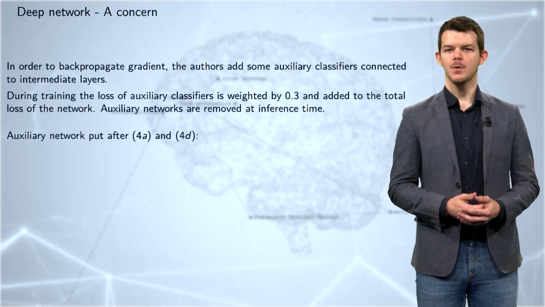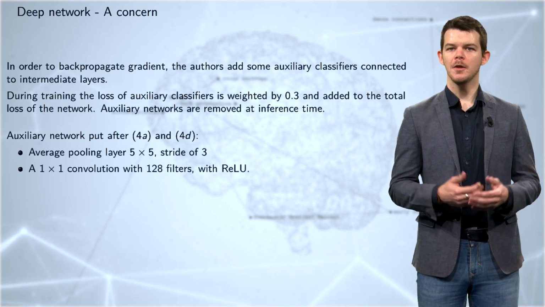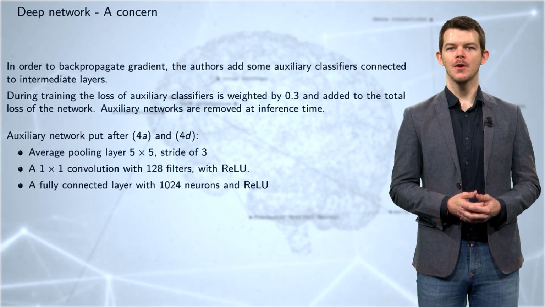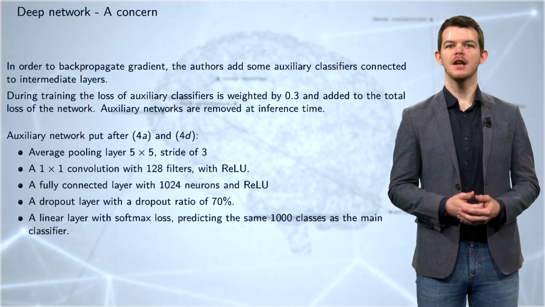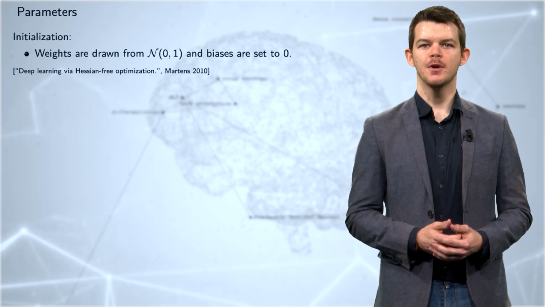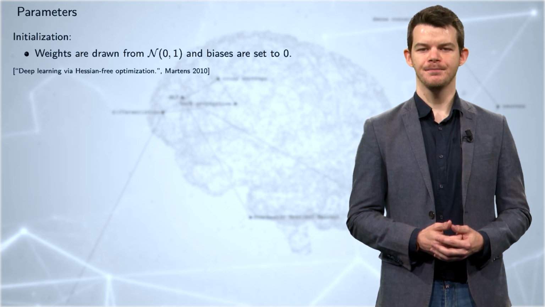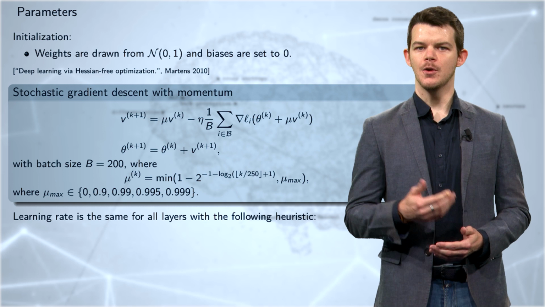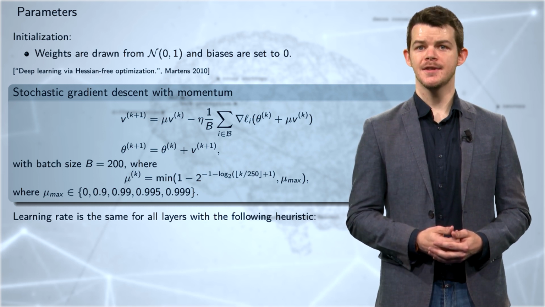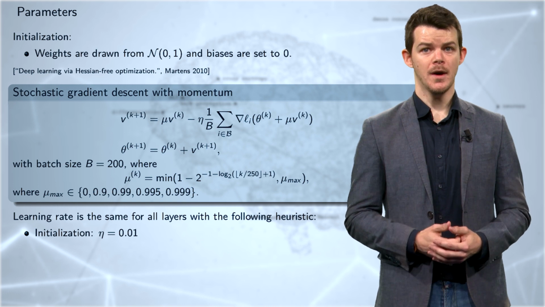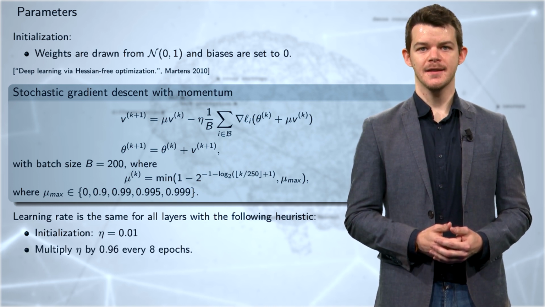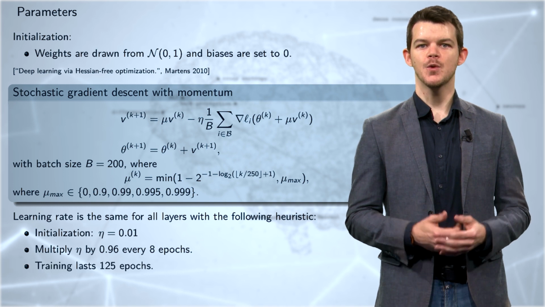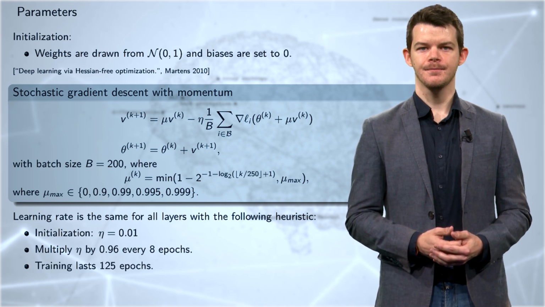The auxiliary classifier networks are composed of average pooling, one-by-one convolution with ReLU, a fully connected layer with ReLU, a dropout layer, and a final linear layer with a softmax activation function. The weights are drawn from a Gaussian distribution and biases are set to 0. The optimization procedure used is stochastic gradient descent with momentum with a batch size equal to 200. The learning rate is the same for all layers with the following heuristic. The learning rate is initialized at 0.01, and you multiply it by 0.96 every 8 epochs. The training lasts 125 epochs.